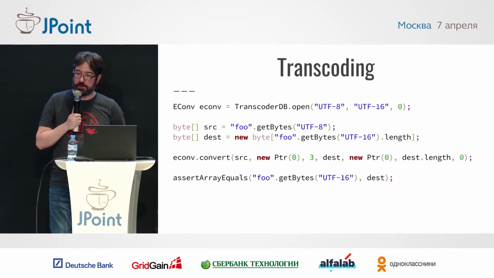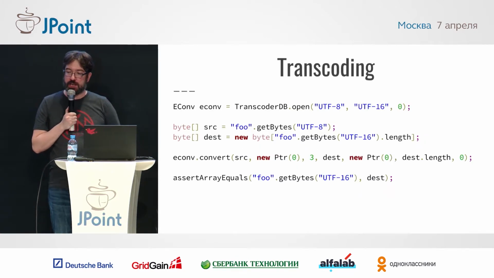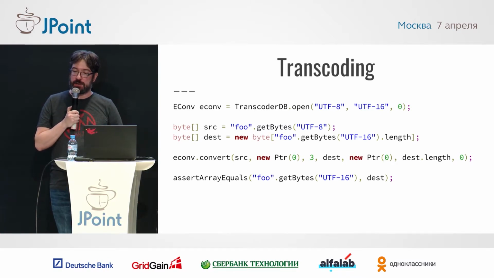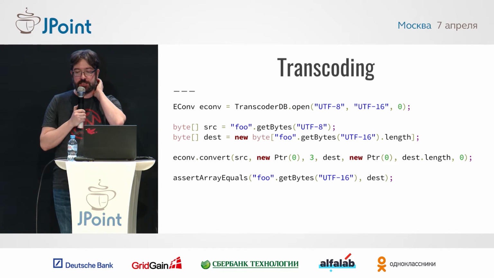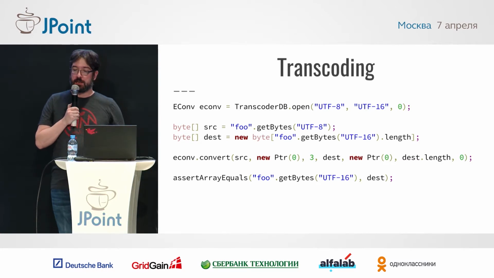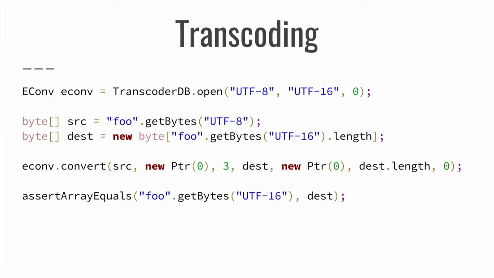Okay, an example of using the transcoder. In this case, we're taking UTF-8 bytes and turning them into UTF-16 on the wire. We've got our UTF-8 foo. We create a new byte array to hold the UTF-16 size of bytes. Down here with the econv.convert, we pass in the source bytes, a pointer, so we know how far we got through those bytes in the original encoding process.